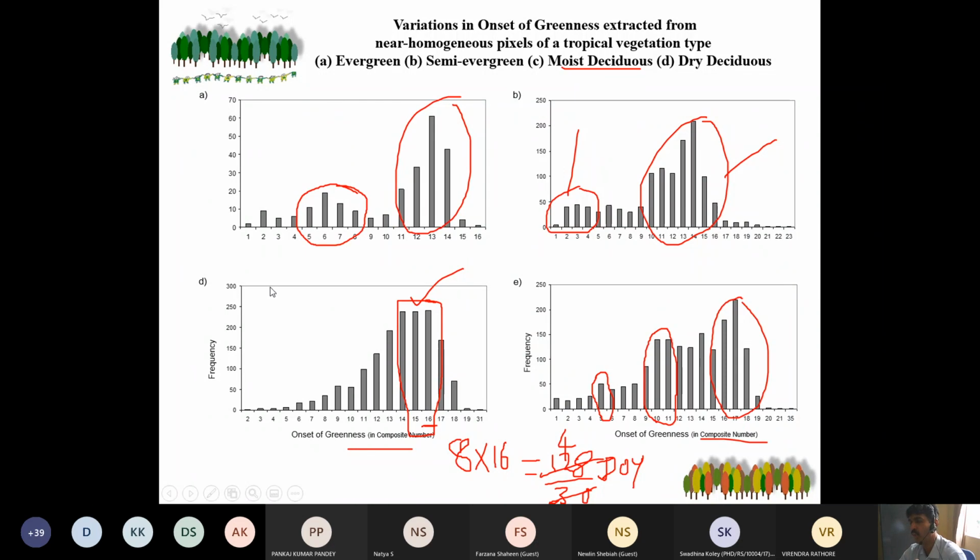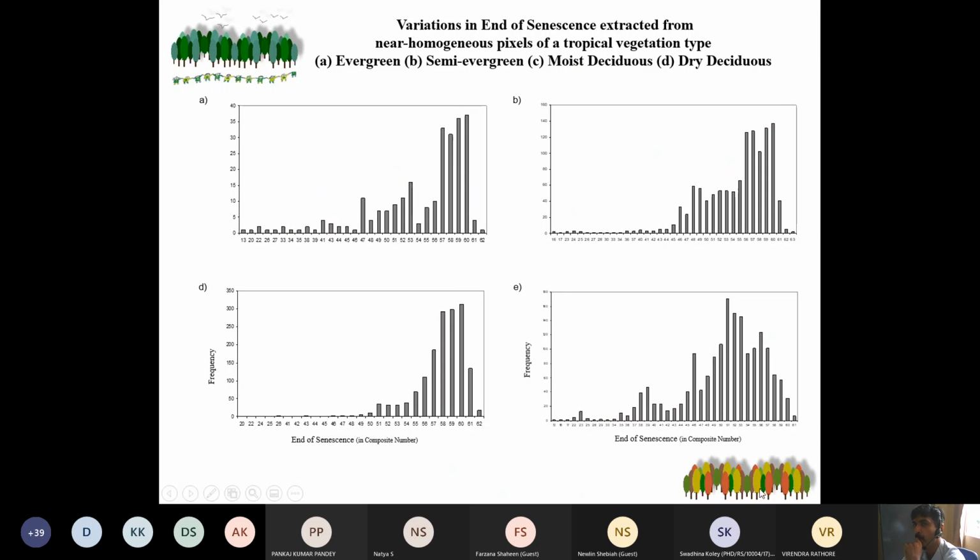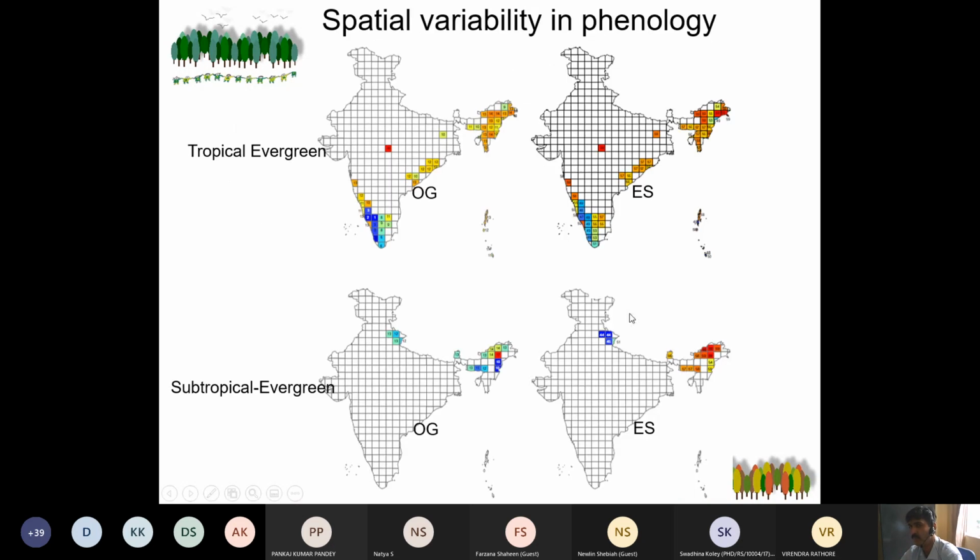Then we went ahead and started looking into different regions. And this is the end of senescence; earlier was the start. This is for the end of senescence, when the leaf fall is happening, at which composite. So you can quantify the pixel frequency. Spatially, because we have taken 1 degree of the India topo sheet, in that topo sheet, when the greening is occurring, what is the maximum majority of the species greening? That majority date we have revealed as a composite number.